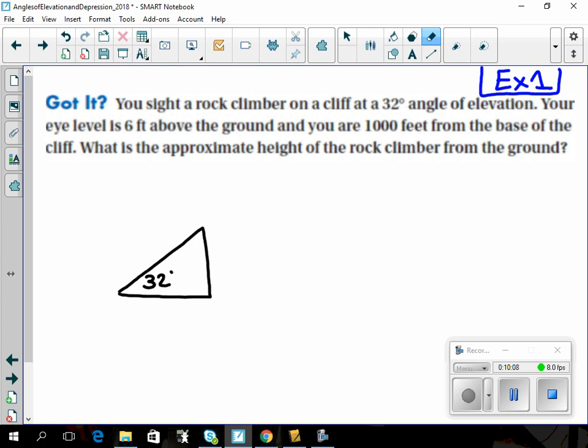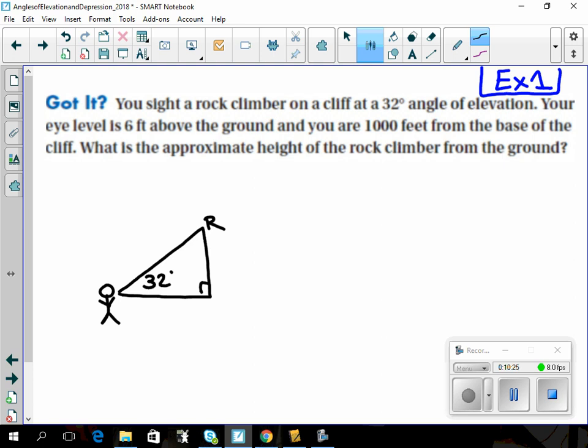Make sure it's a right triangle. And you can kind of imagine that I spot it here. This is me, and here's my rock climber. We okay with that? Rock climber's somewhere up here. I'll put an R for rock climber. He's up in the sky, up on the cliff, right?